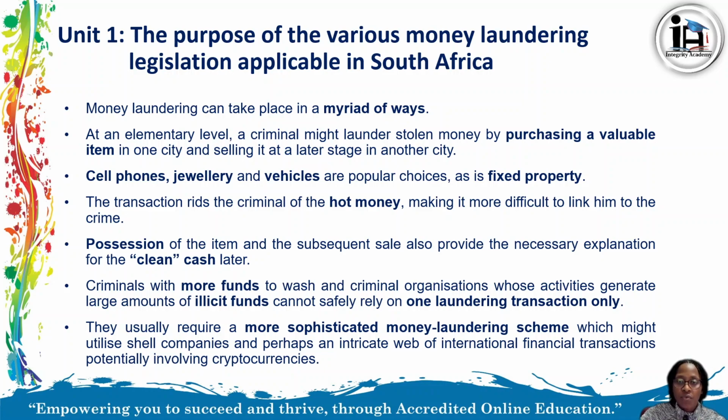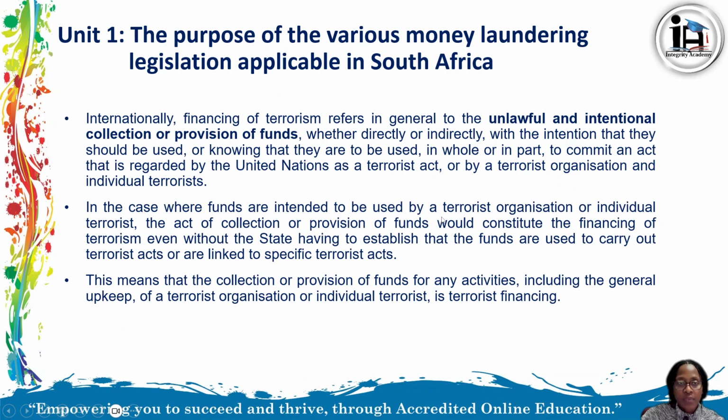Criminals with more funds to wash and criminal organizations whose activities generate large amounts of illicit funds cannot safely rely on one laundering transaction only. They usually require a more sophisticated money laundering scheme, which might utilize shell companies and perhaps an intricate web of international financial transactions, potentially involving cryptocurrencies.